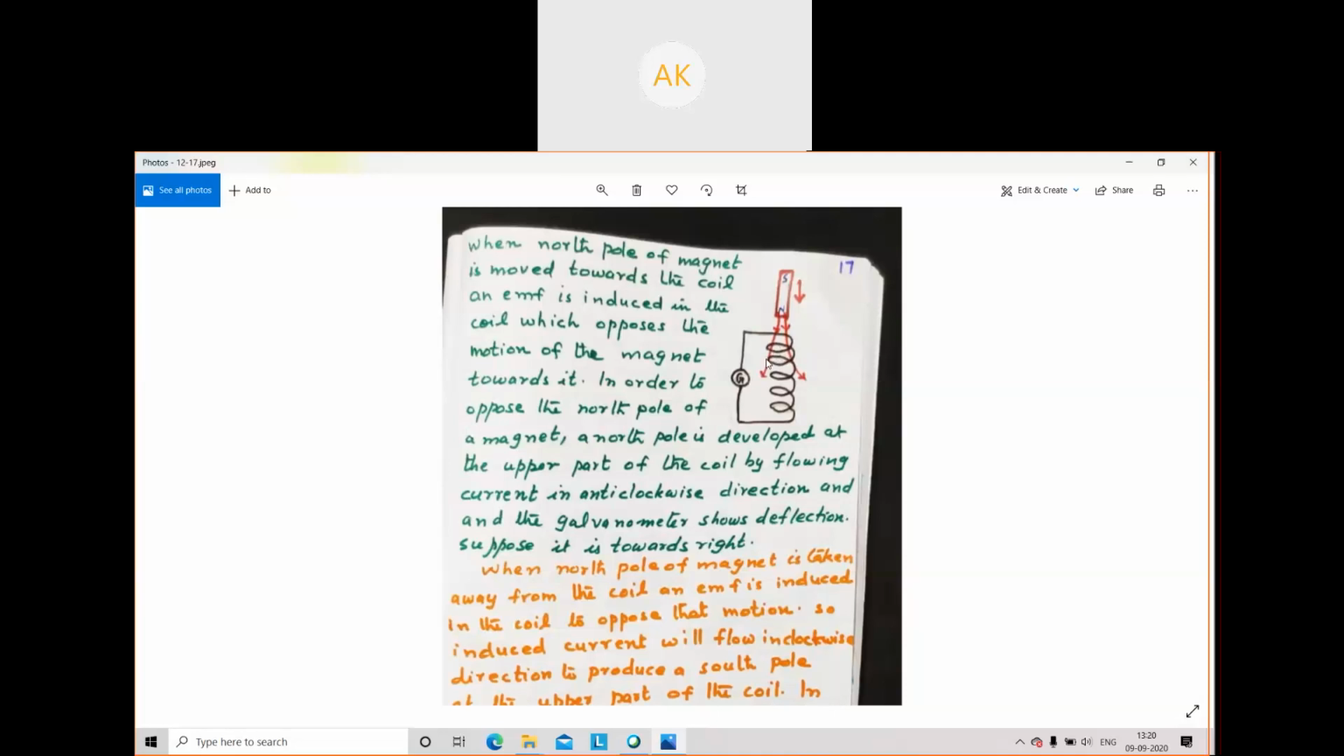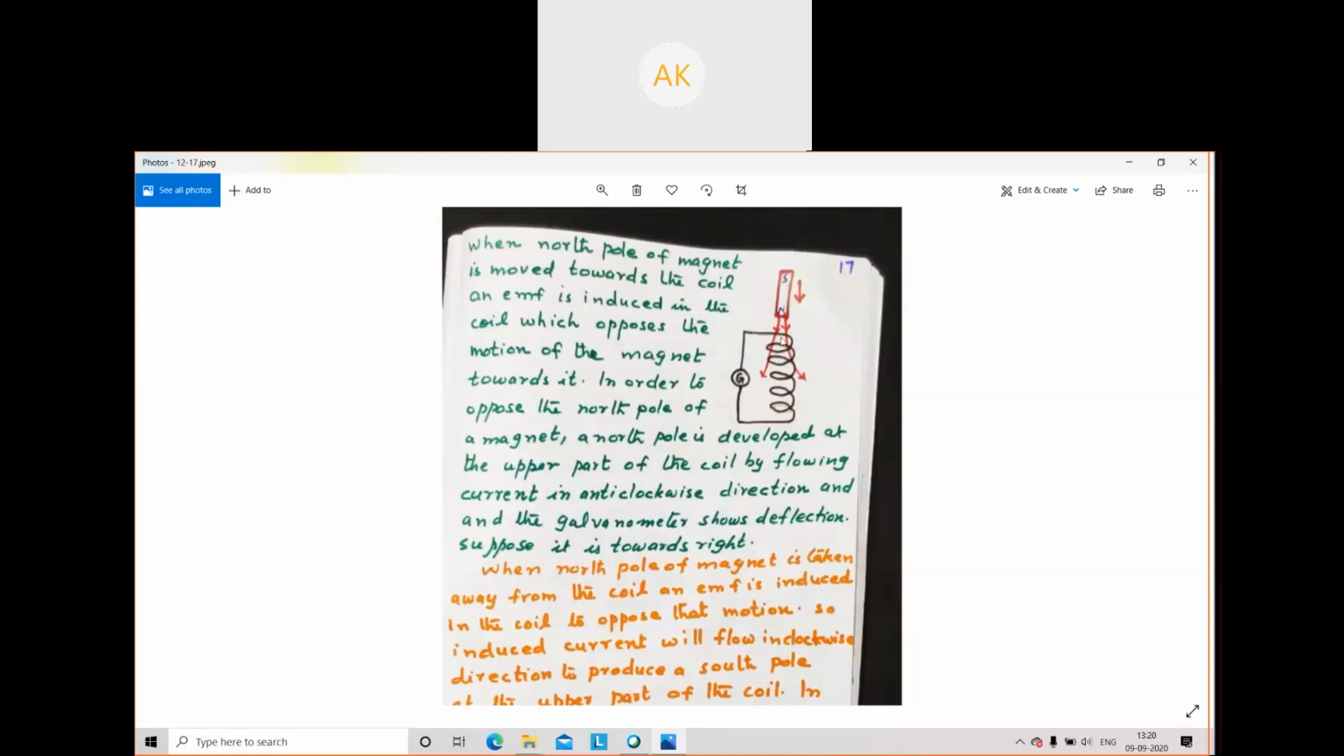What is the meaning of that? The polarity of the induced EMF: which pole will be developed? Here an EMF is induced and a current will flow, and when current flows in the anti-clockwise direction, that part will be the north pole, and if the current is flowing in the clockwise direction, that will be the south pole. That we have studied earlier.